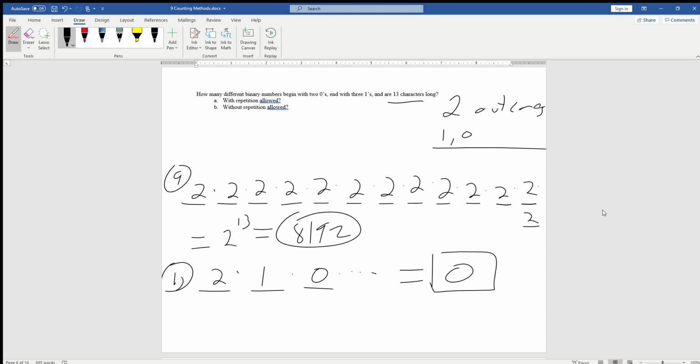The next thing we're going to talk about is an extension of this: the idea of a permutation and the idea of a combination.